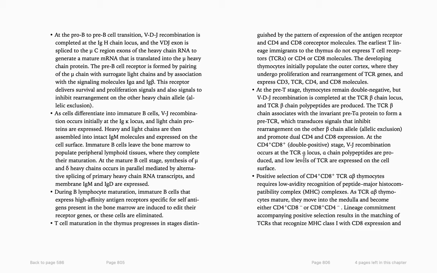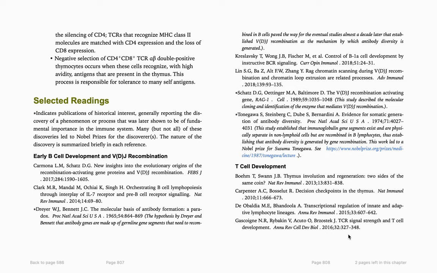Positive selection of CD4 and CD8 T cell receptor alpha beta thymocytes requires low avidity recognition of peptide major histocompatibility complex. As T cell receptor alpha beta thymocytes mature, they move into the medulla and become either CD4 positive CD8 negative or CD8 positive CD4 negative. Lineage commitment accompanies positive selection, resulting in the matching of T cell receptors that recognize MHC class 1 with CD8 expression and the silencing of CD4. T cell receptors that recognize MHC class 2 molecules are matched with CD4 expression and the loss of CD8 expression.